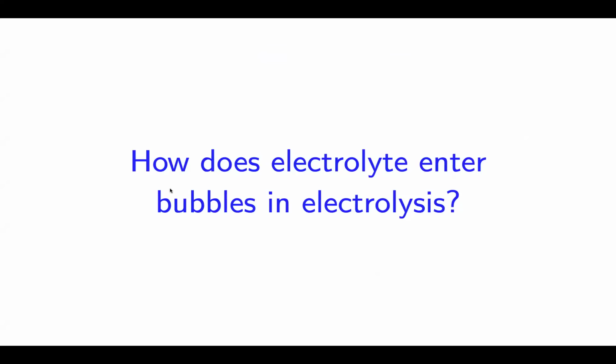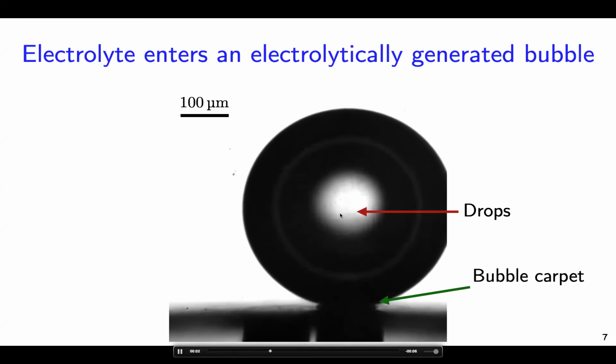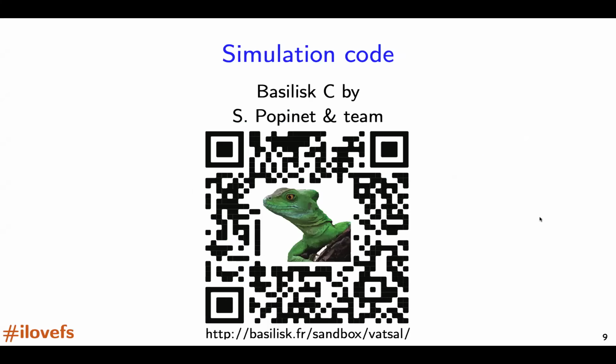So the question that we ask today is, how does electrolyte enter bubbles in electrolysis? In fact, what we want to answer is, how do these droplets inside this big bubble enter at all? For that, I'm going to use the simulation code Basilisk by Stéphane Popinet and team. All the codes used in this work are freely available on this GitHub repository.